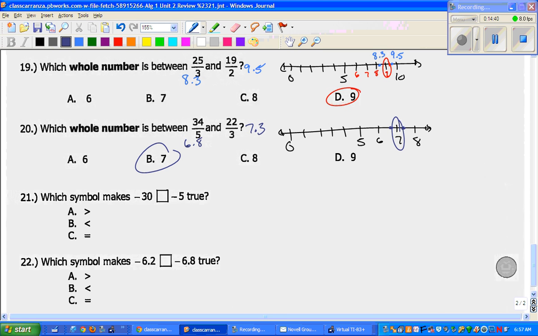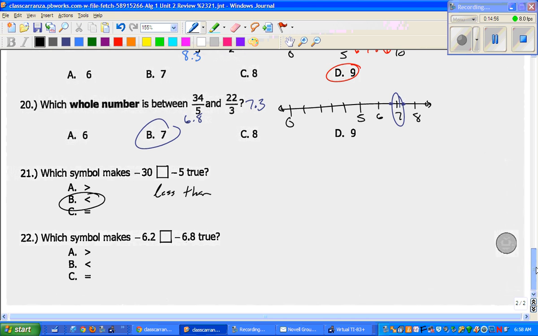Okay, which symbol makes -30 blank -5 true? Well, -30 is less than -5, and the less than symbol is B. And which symbol makes this true? Negative 6.2, blank negative 6.8. Well, negative 6.2 is actually greater than negative 6.8, and that symbol is A.